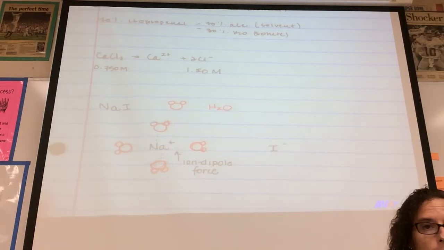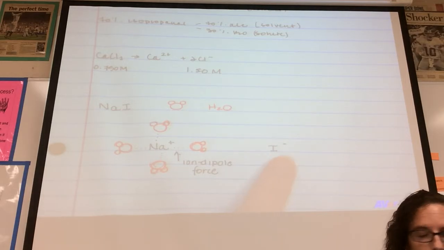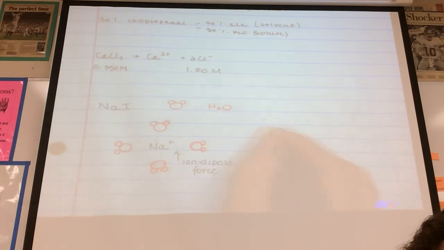And that's a very strong IMF. Stronger than a dipole-dipole, stronger than a hydrogen bond. So what would be different for iodide ion? The hydrogens. Yeah, so now the ears, the hydrogens are going to go inward.